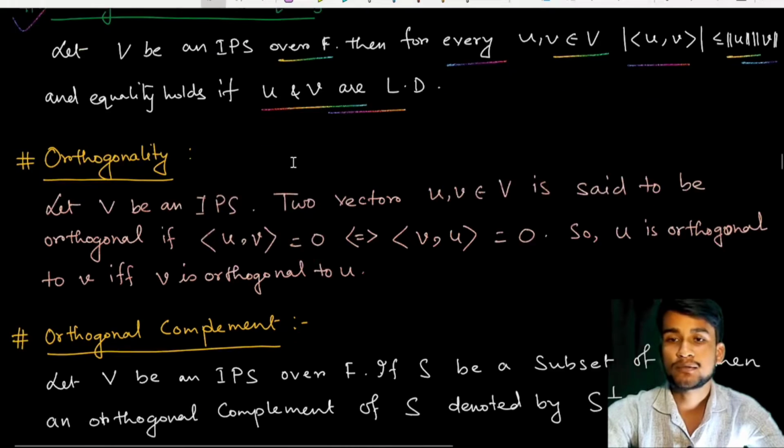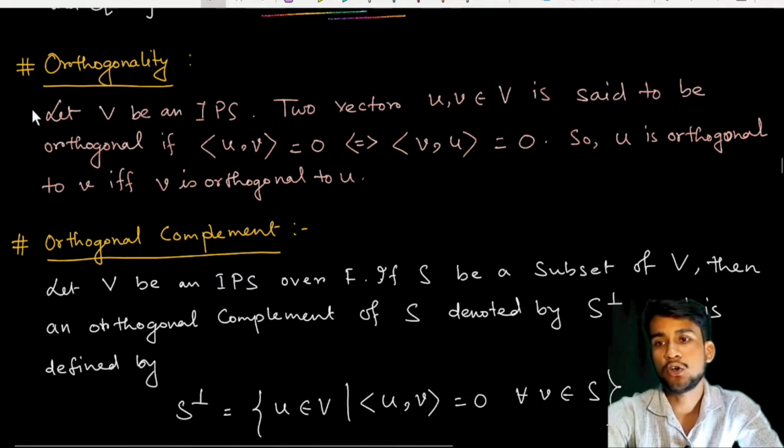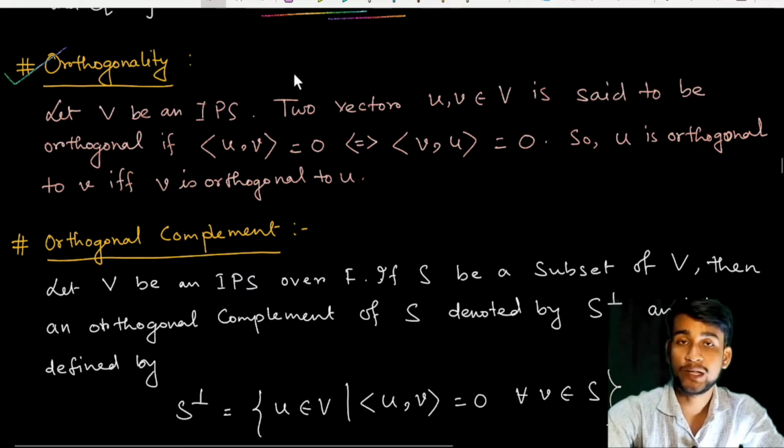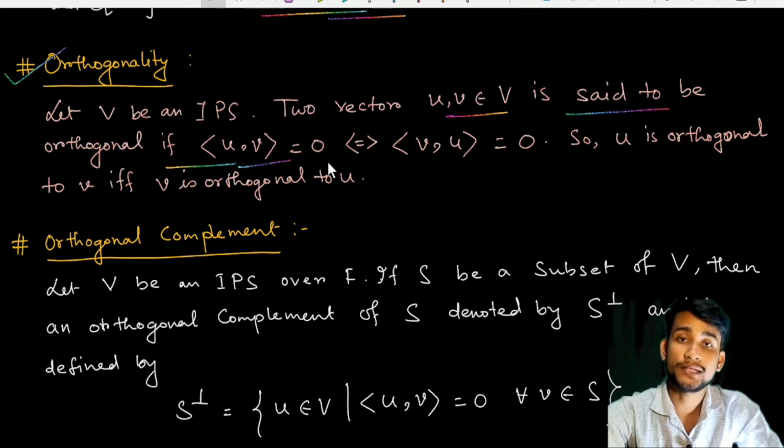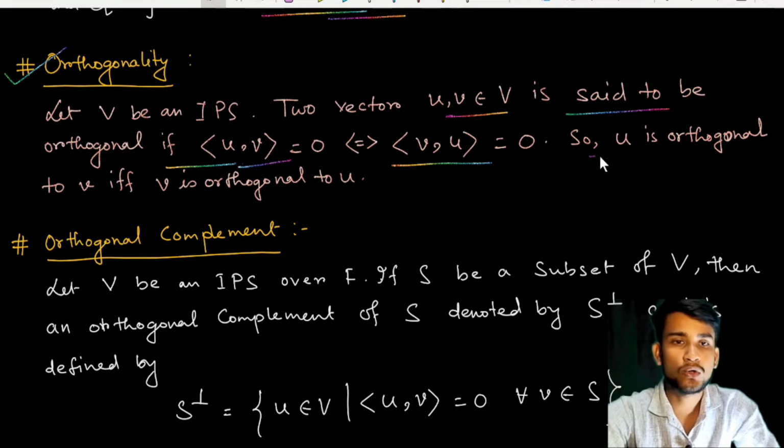Now let us come to an important concept, which is orthogonality. This concept is also very important. Let B be an inner product space. Then two vectors U and V are said to be orthogonal if and only if their dot product, that is the inner product of U and V, is equal to 0. In simple linear algebra, if the dot product of any two vectors is 0, then we say the two vectors are orthogonal to each other. The similar concept applies in the inner product space also. So U is orthogonal to V if and only if V is orthogonal to U.